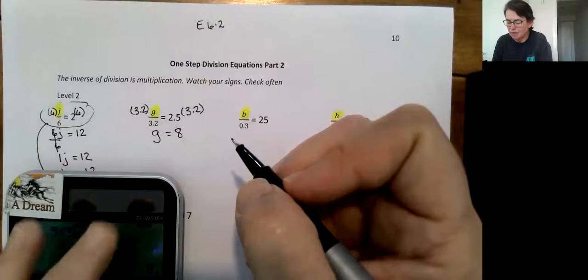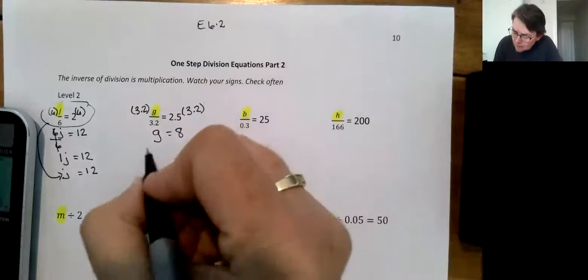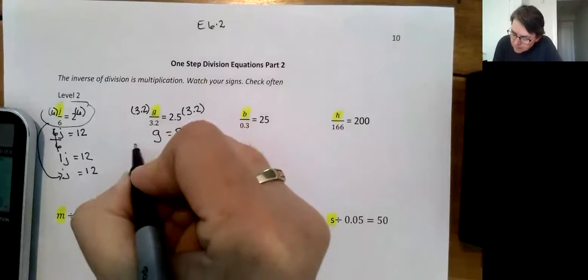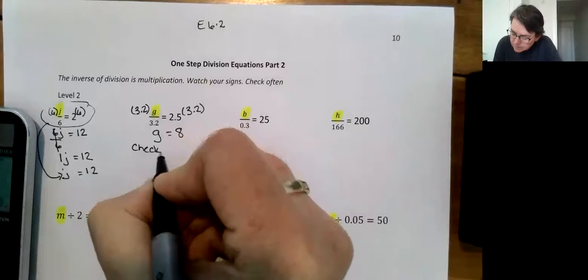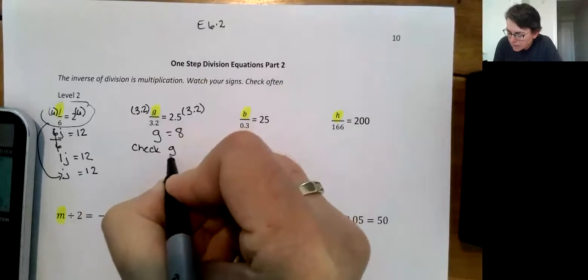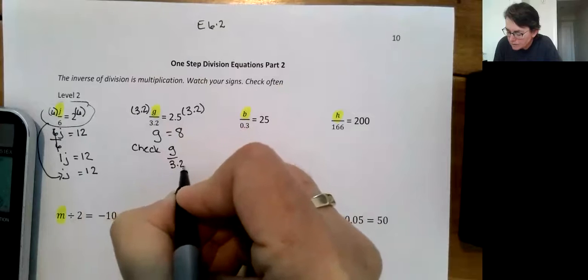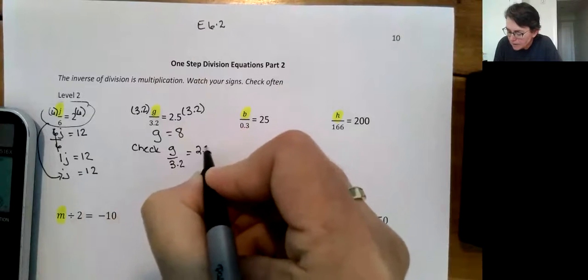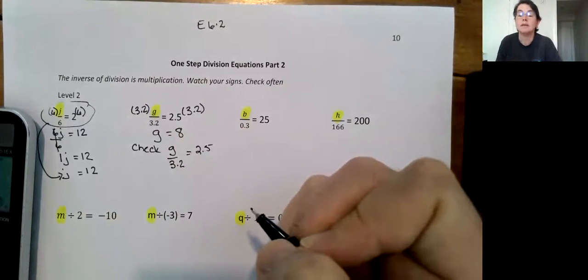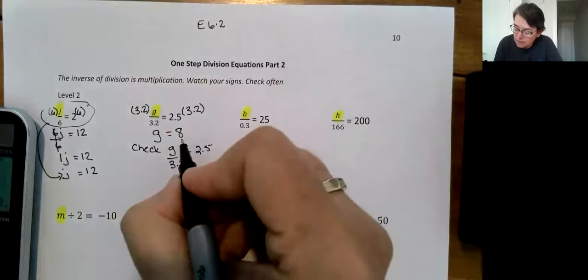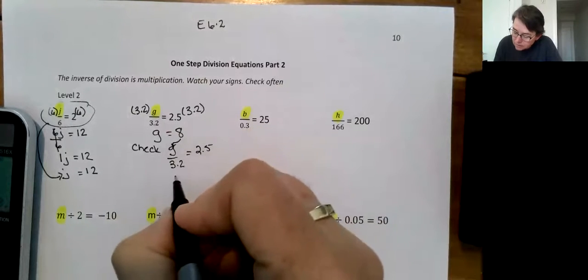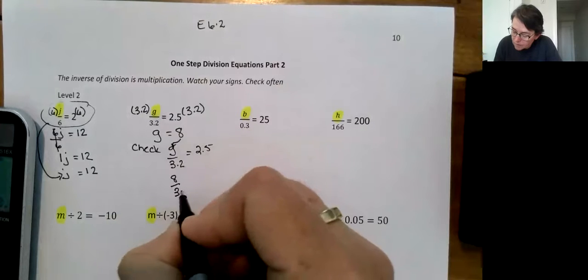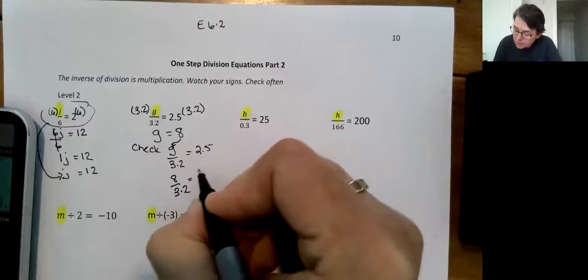Scratch my head, that seems weird. I need to check that. So there's my check. So g over 3.2 is equal to 2.5. Remember, always start by rewriting the original equation. Then we plug in our answer. So 8 over 3.2 is 2.5.